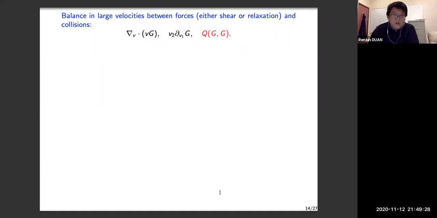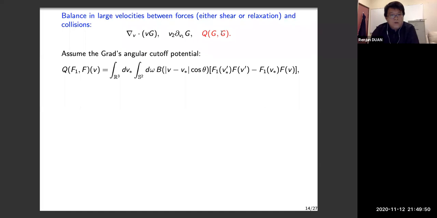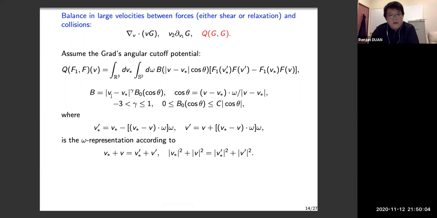This can be seen from just a quick observation of the balance of these three terms with respect to their magnitude. This is a relaxation term, also a shear force term, and also this collision term. So let us recall very quickly the Boltzmann operator. In general, it is related to the collision kernel capital B, depending only on the relative velocity and also this cosine theta. In the cutoff case, mathematically, we can assume this B in this form. So this is a kinetic part, this angular part. We assume this gamma is in this range, minus 3 to 1, and B zero is cutoff.